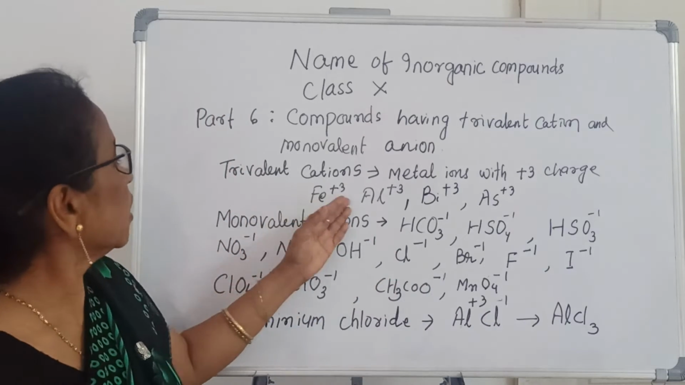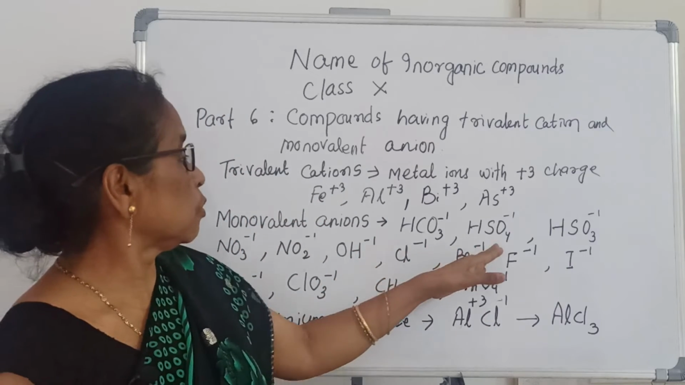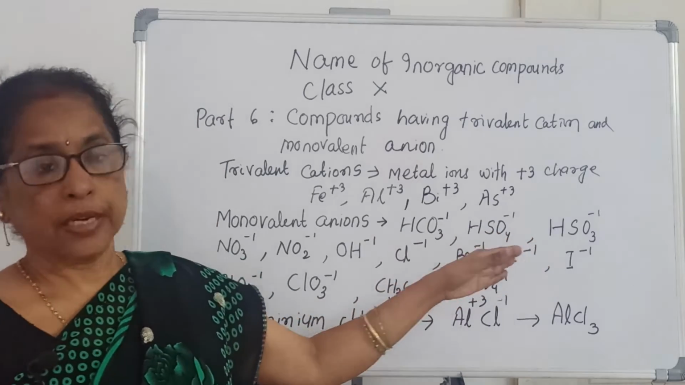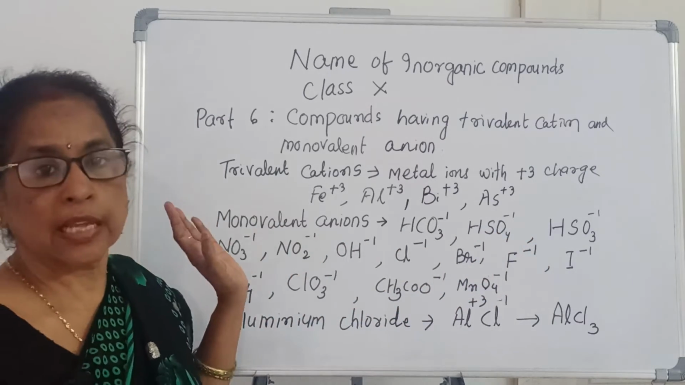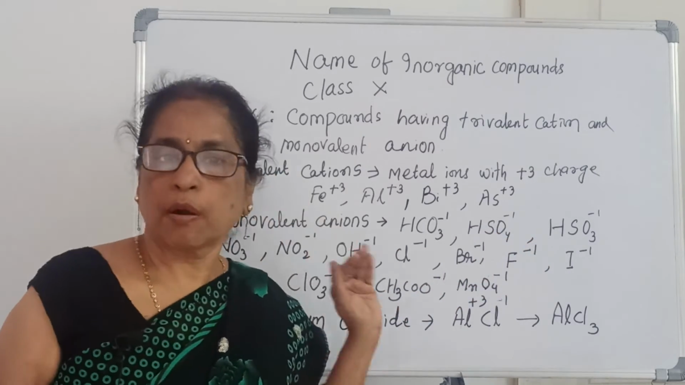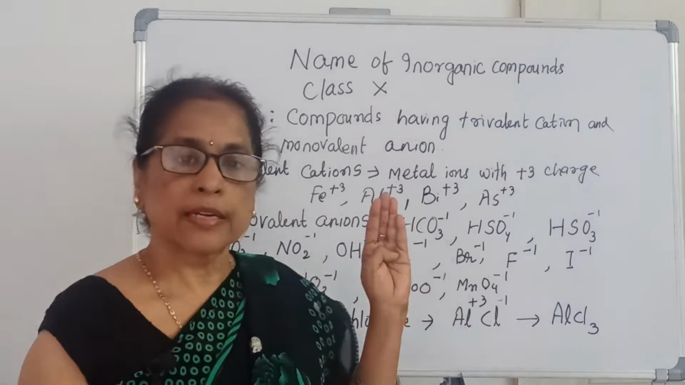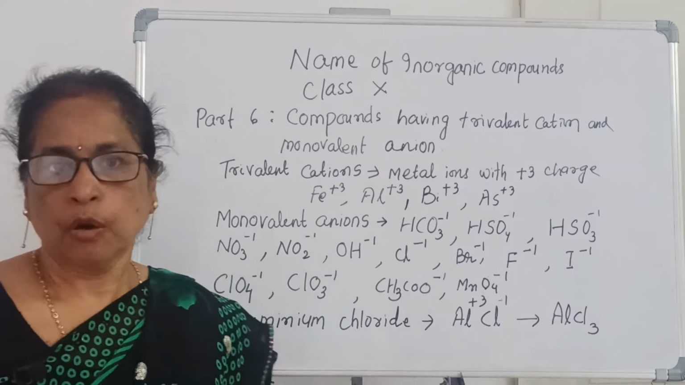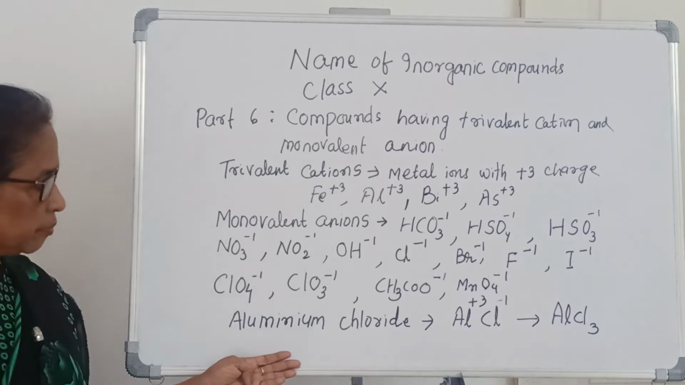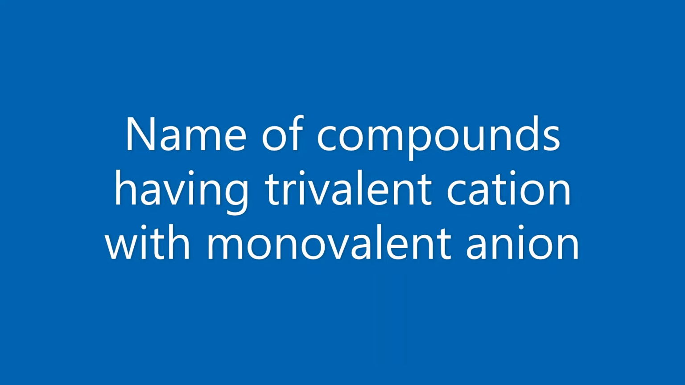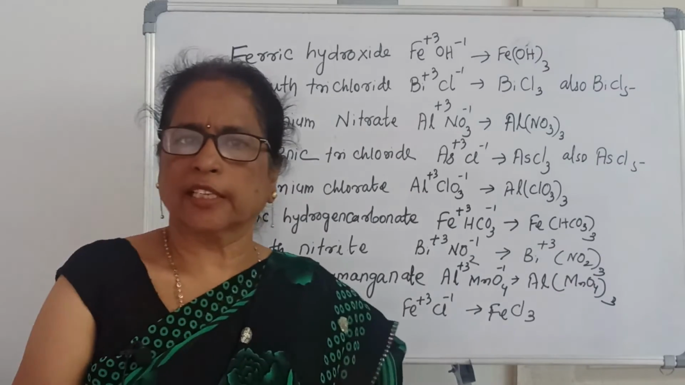Now we will see other compounds, with our so many monovalent anions, how the different compounds are formed with these monovalent anions by the help of trivalent cation. We will see now one by one. Now see the other examples.